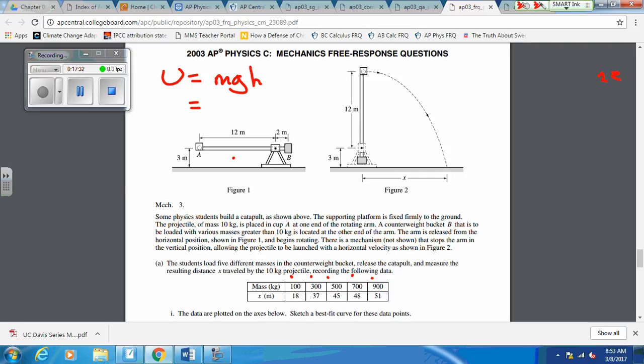So we'll start with the projectile. A mass of 10, g of 10, and a height of 3. And plus a mass of capital M times 10 times 3. So let's start again.